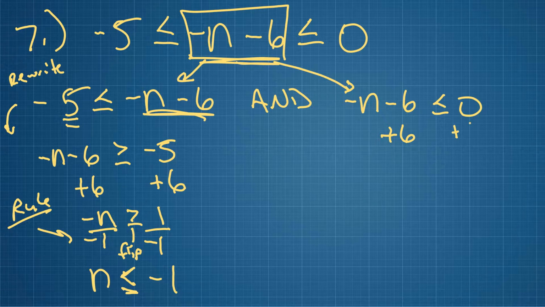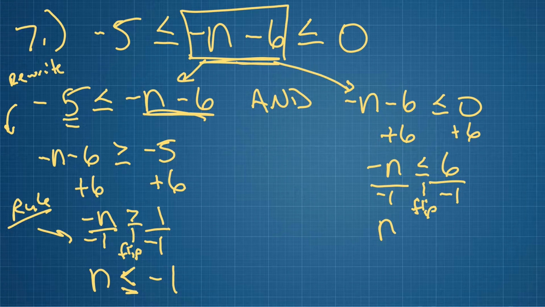I'll do the same thing again. I add 6 to both sides. I get minus n is less than or equal to 6. Divide by negative 1, divide by negative 1. I get n, and once again, my rule says since I divided by negative 1, I have to flip this inequality, it becomes greater than or equal to negative 6.